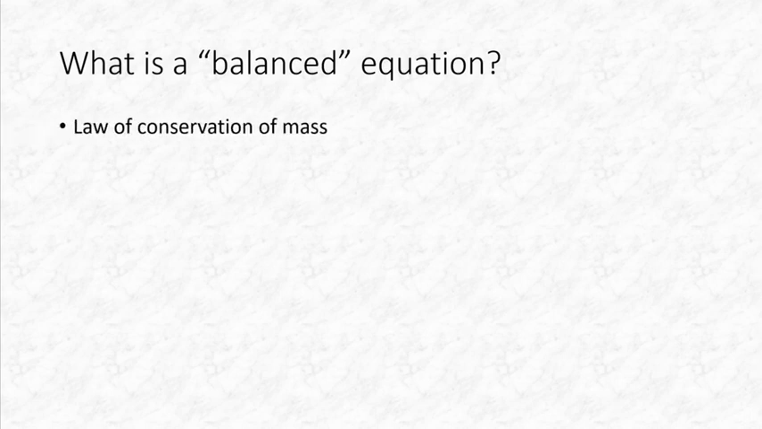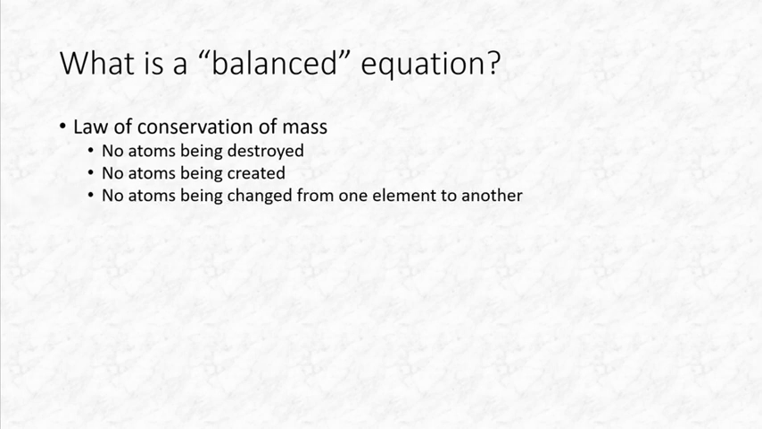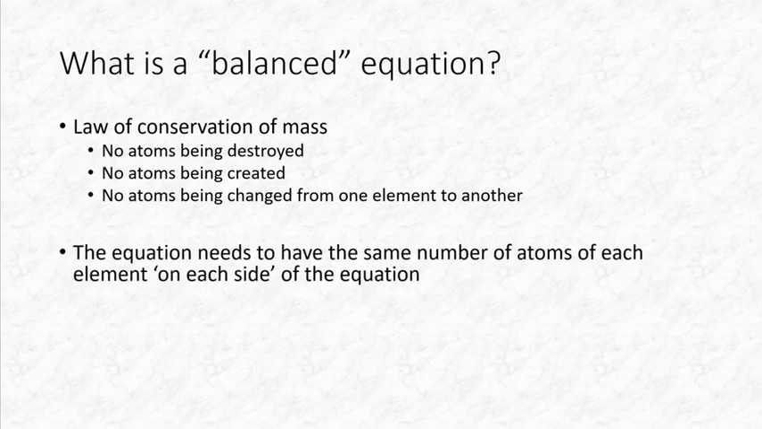So what is a balanced equation? Well, there's something called the law of conservation of mass, which basically says that no atoms can be destroyed, no atoms can be created, and no atoms can be changed from one element to another. What does that mean? It means our balanced equation needs to have the same number of atoms of each element on each side of the equation, in other words, on the reactant side and on the product side.